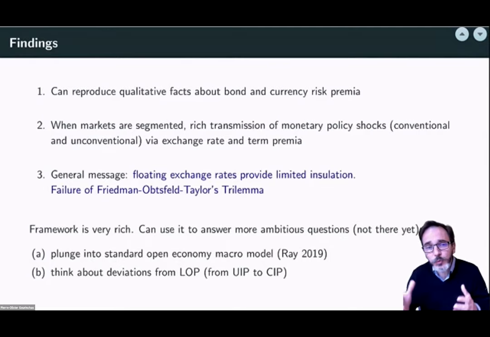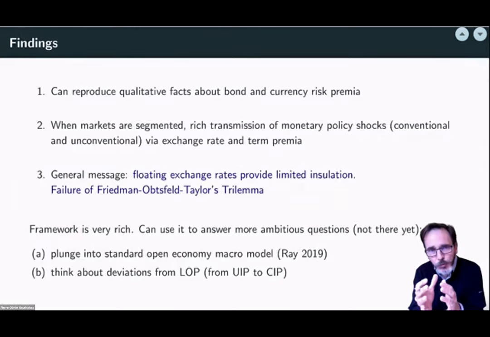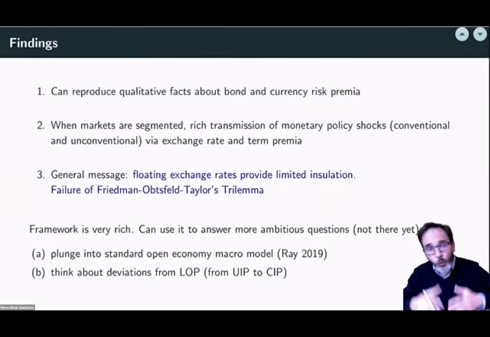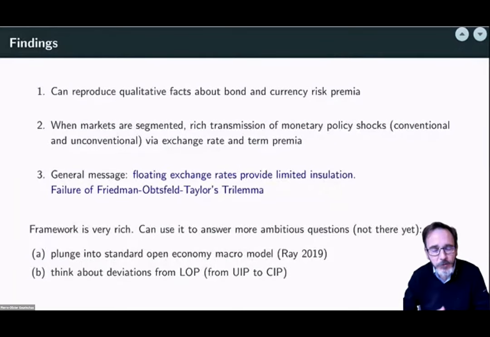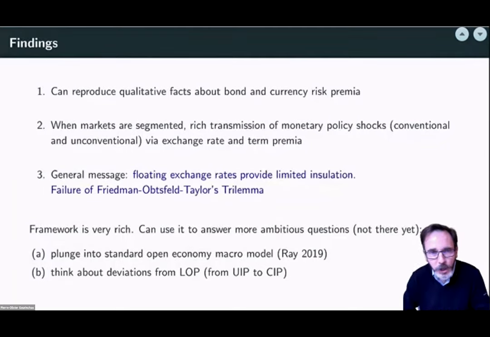Now, there are a lot of things we leave out. What I'm going to present today is very much in the form of a partial equilibrium. We're looking at this financial market, the currency and the bond market, in isolation. We're not plugging it back into the real side of the economy. We're also ignoring other asset markets, equity markets, or other markets that are not part of the picture we're describing. This is left for future work. The modeling of that part is complex, and we're not there yet.